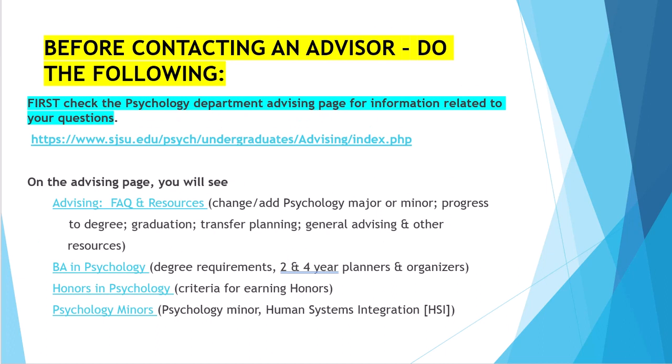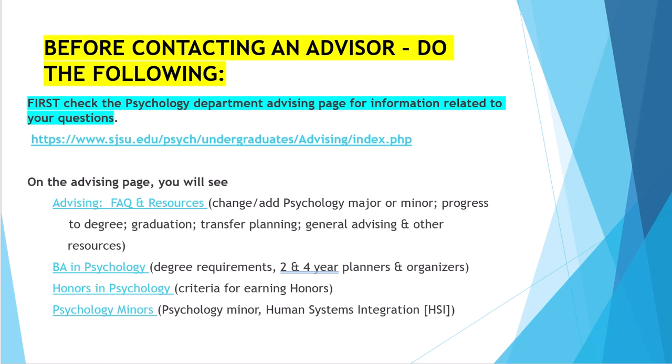So now let's talk about how to get advising. The first thing you should do before you contact an advisor is, again, please go to the psychology department website. There's the link again. Look around that website. We provide you with a lot of information regarding the psychology major and minor. There are frequently asked questions and resources on that page. We also provide you with an overview of the BA in psychology. There are 2- and 4-year planners and organizers for you to use in planning your course schedules. We talk about the criteria for earning an honors distinction in psychology, and information about our two psychology minors is on the website. You can read about our general psychology minor and also our minor in human systems integration. So again, always check the psychology advising website first.